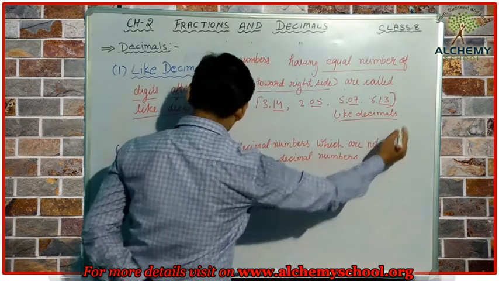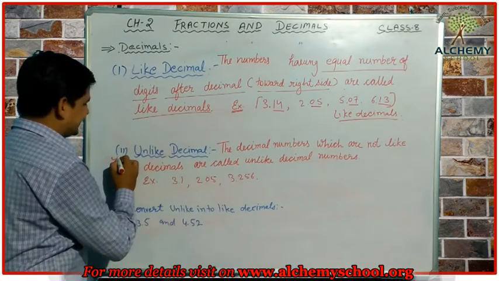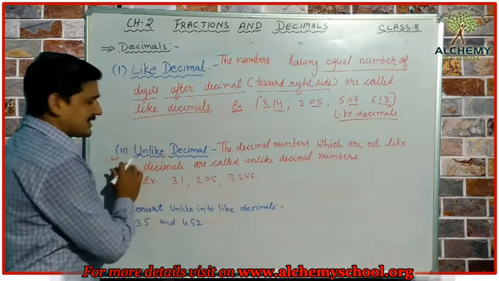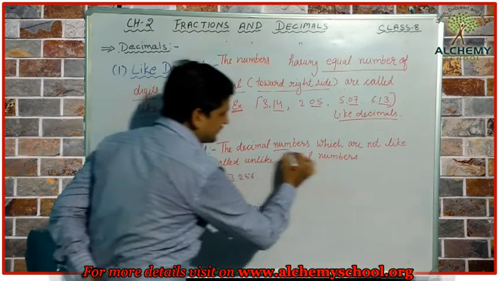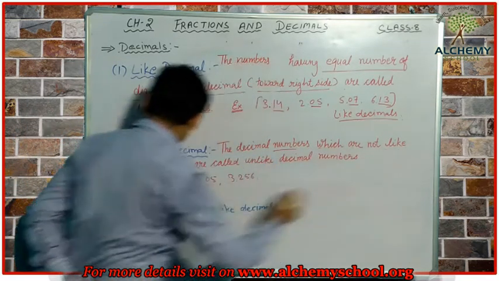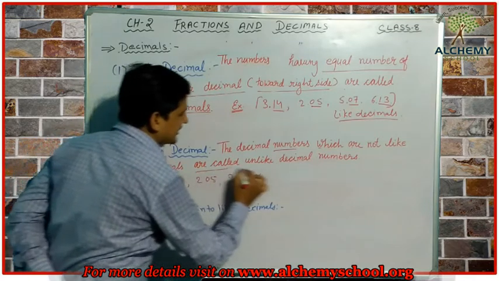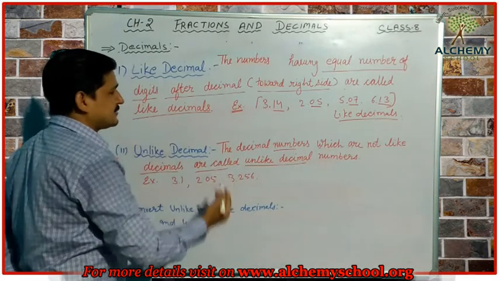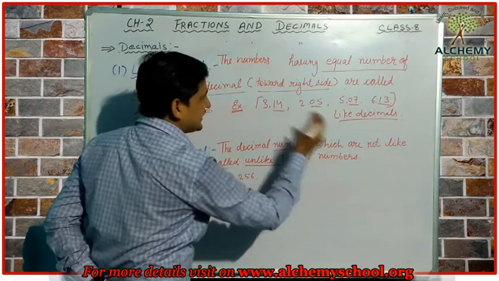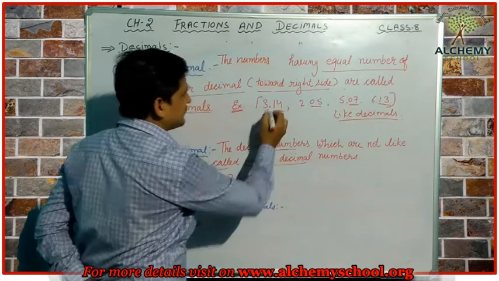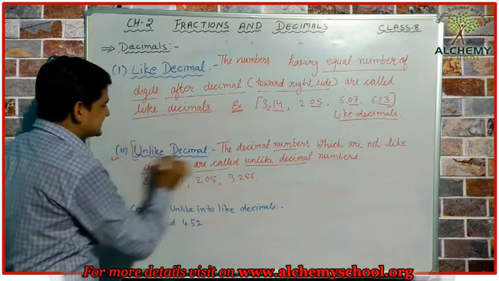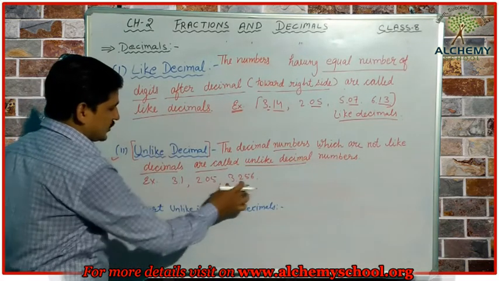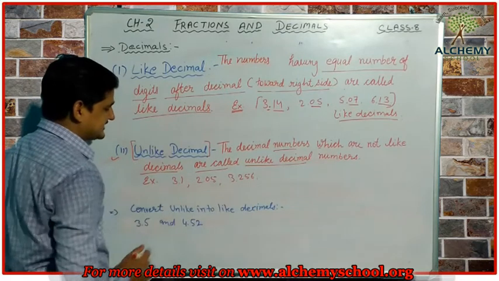Okay. Now let's discuss the second type of decimal number, that is unlike decimal. Unlike decimals are decimal numbers which are not like decimals. Not like decimal means the decimal numbers which don't have an equal number of digits after the decimal point are considered as unlike decimal. We can understand it clearly when we observe these given examples.